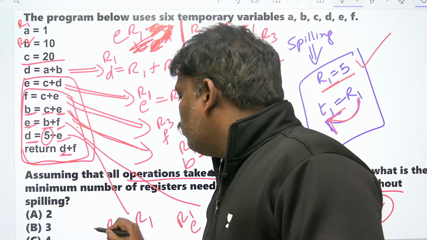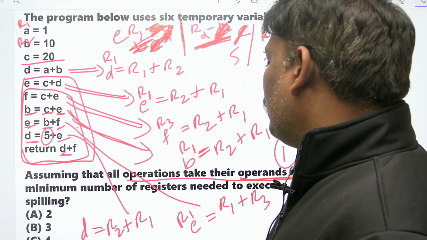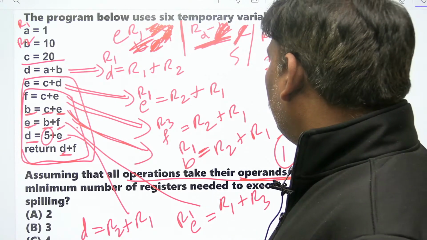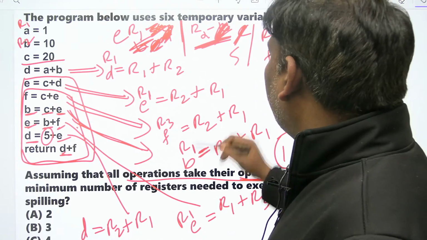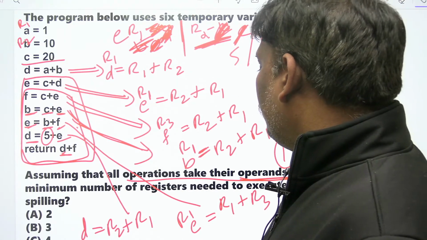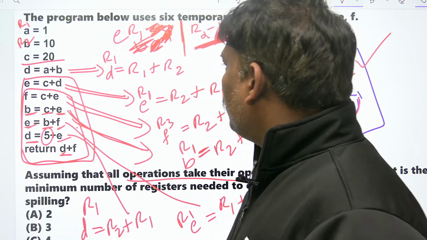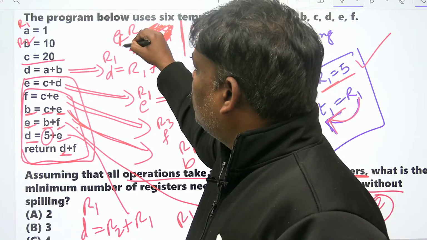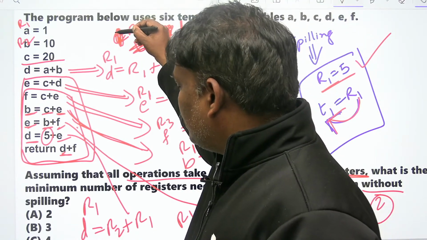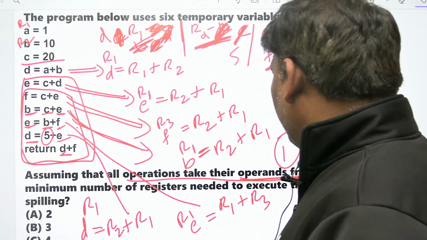Right? Which will go to D. Can I use R3 for the D purpose? No, R3 holds F, which is required further. Don't use it. Can I use R1 for the D purpose? R1 means E. Can I use it or not? Yes, you can use it. So what is the answer? This is the D.